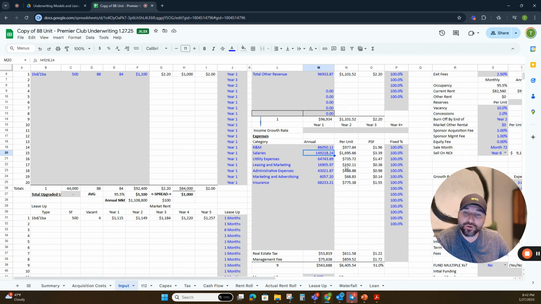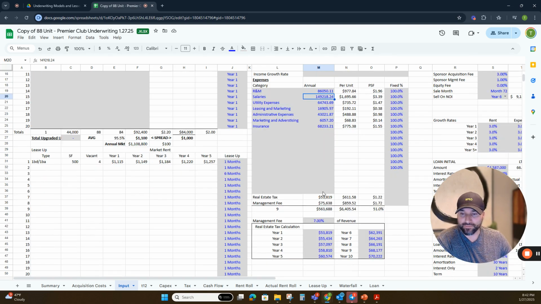It'll give you the per unit amount, which is not really relevant for underwriting, but it's just good information to have. And then the per square foot. And is it a fixed cost, right? 100% these are fixed costs typically. The real estate taxes, very important. We get that number from the tax bill. Actually, we put it here. And we have a tax calculation because it's likely going to go up each year. So you want to build those increases into your model because otherwise you're not going to be accurately capturing the expenses.